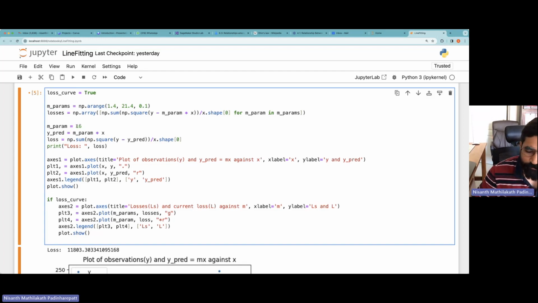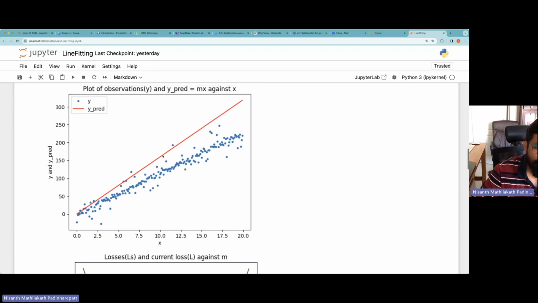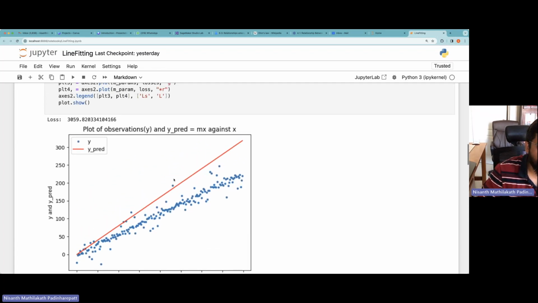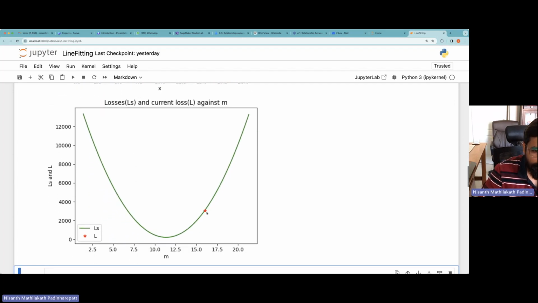So let's see. 16, let's try. Yeah, 16 is a better guess here. And the error is only 3,000. The loss is only 3,000. And you can see here, the error is here, the loss is here. It is around 3000. That's a good one.